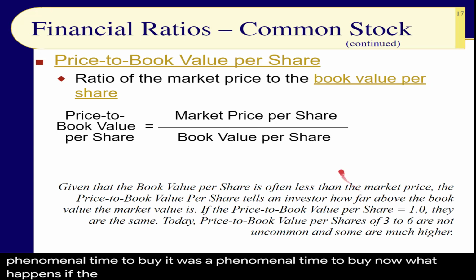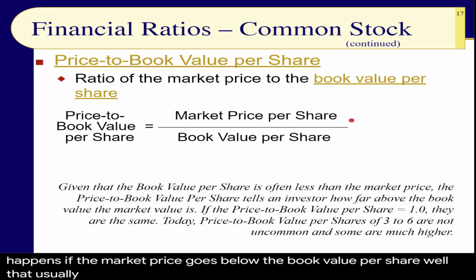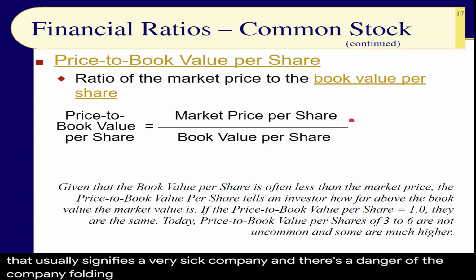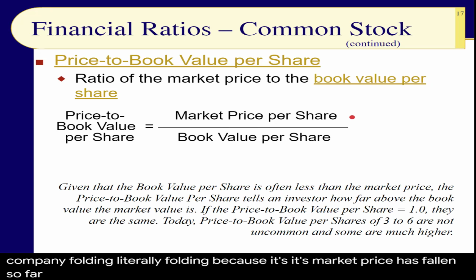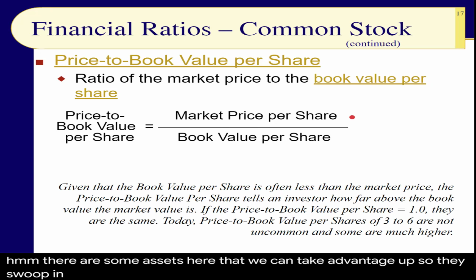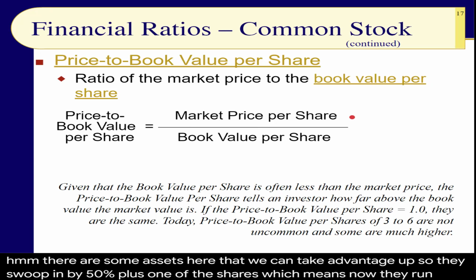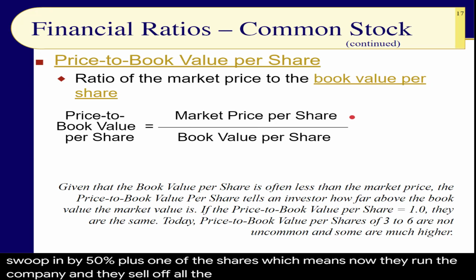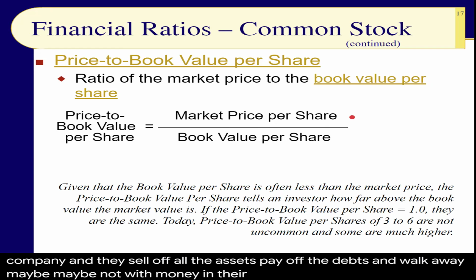Now, what happens if the market price goes below the book value per share? Well, that usually signifies a very sick company. And there's a danger of the company folding, literally folding, because its market price has fallen so far that the corporate raiders start to take notice. And they decide, there are some assets here that we can take advantage of. So they swoop in, buy 50% plus one of the shares, which means now they run the company. And they sell off all the assets, pay off the debts, and walk away, maybe, maybe not, with extra money in their pocket.